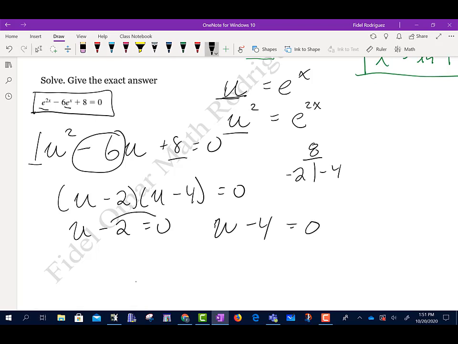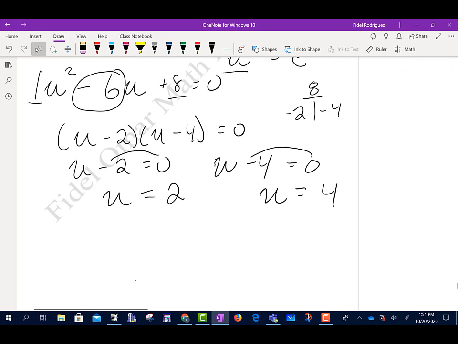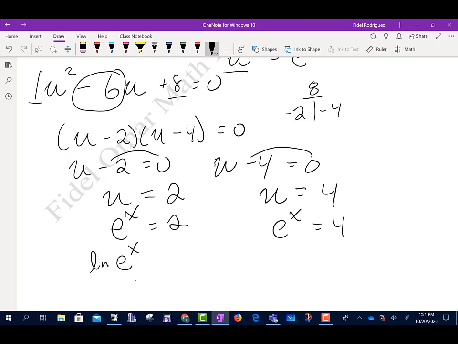So everything we learned back in chapter 1, we're using it again. So here u is equal to 2, and here u is equal to 4, but we haven't solved for x. And my original problem is asking me to solve for x. But remember what u is equal to. U is equal to e to the x, okay? So right here I'm going to say e to the x is equal to 2, and e to the x is equal to 4. Since we're dealing with the base of e, we're going to take the ln on both sides, okay?